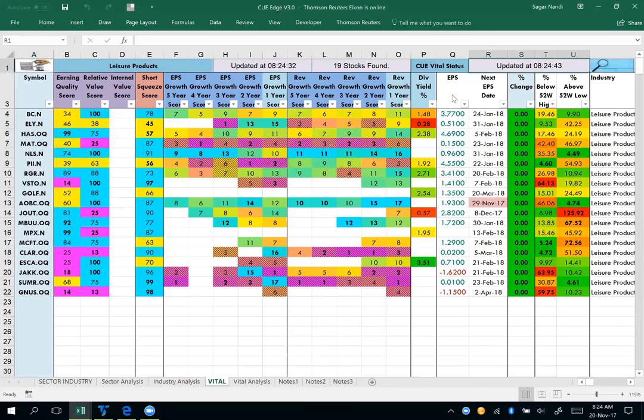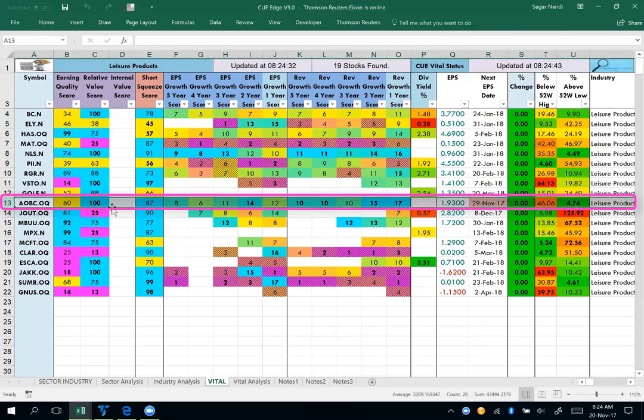It has completed the calculation. We can see that AOBC is a stock that has a relative valuation score of 100. That is the best possible valuation score. We only need to look at the color. If the color is cyan, then we know that the stock is optimally valued.